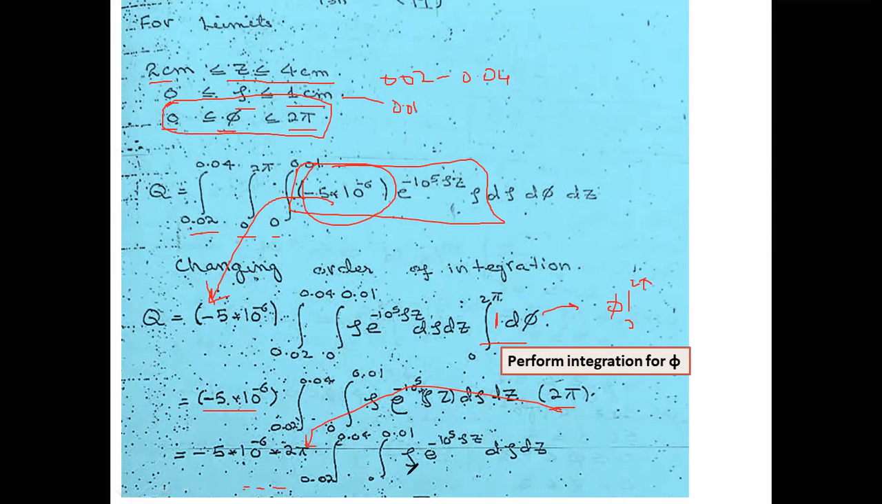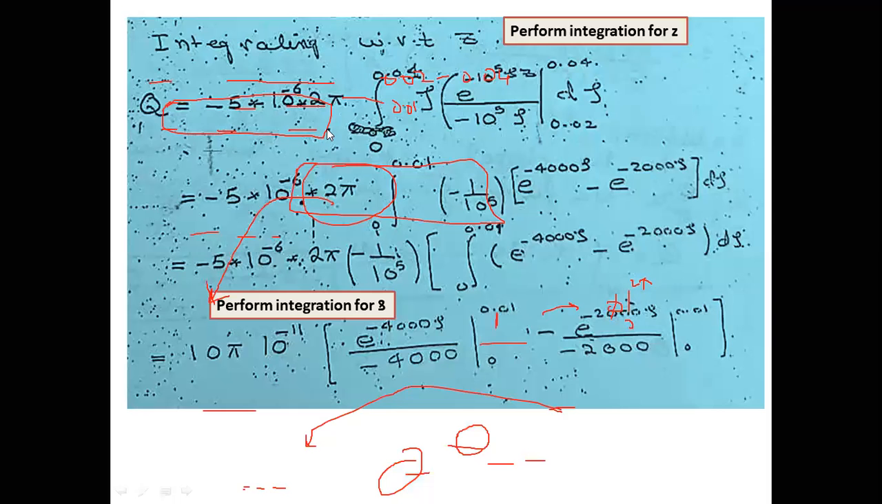Now we will have rho e raised to the power minus 10 to the 5 rho z, which is also in the power, and we will have d rho and dz. These two are mixed up: in the same expression we have rho and z, so we will solve it one by one. Okay, move on to the next slide.